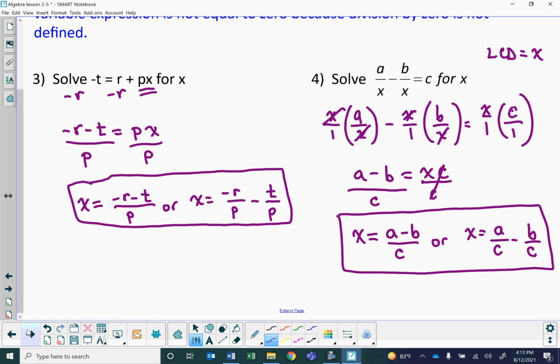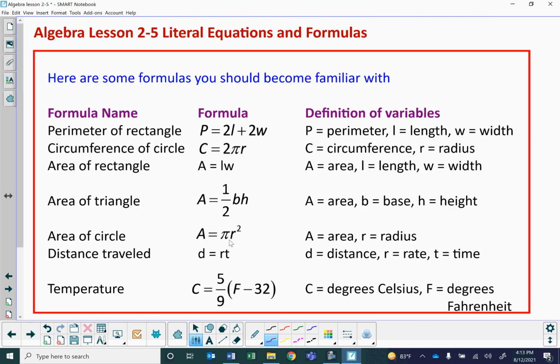All right, there are some special formulas that you should be fairly familiar with. If you're not, here they are. They're good to know. If you don't know them, then hopefully by the end of this class, you will know them. Some of them you might know by heart, and some of them might be new to you. Some of the most popular ones, the perimeter of a rectangle. The formula is perimeter is equal to 2 lengths plus 2 widths, where P is perimeter, L is length, and W is width.